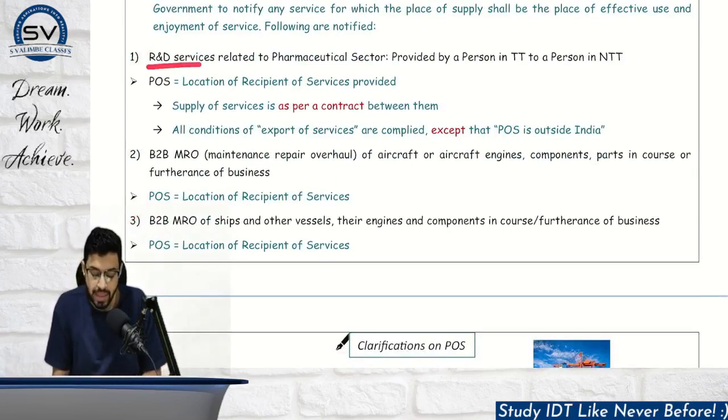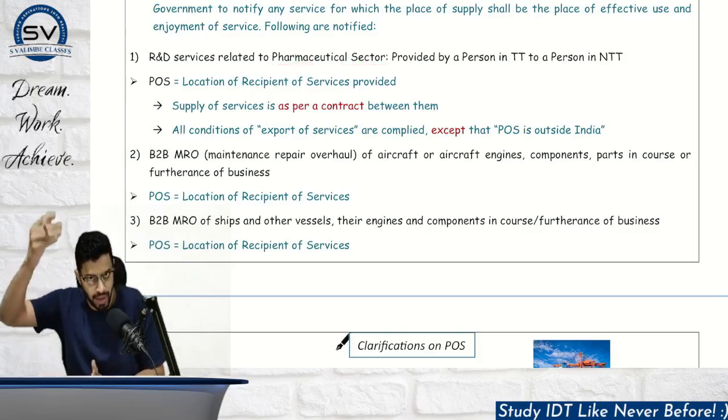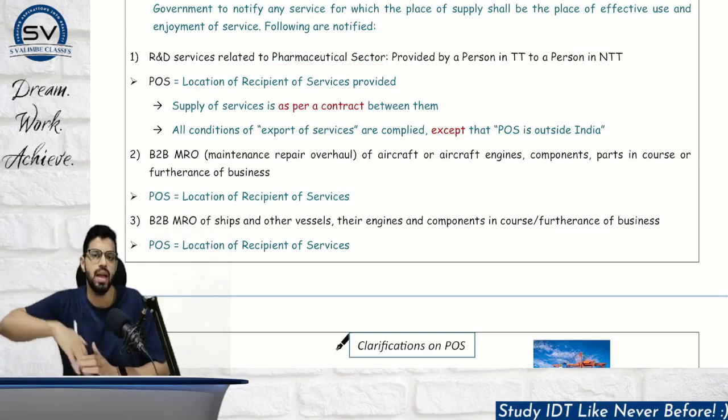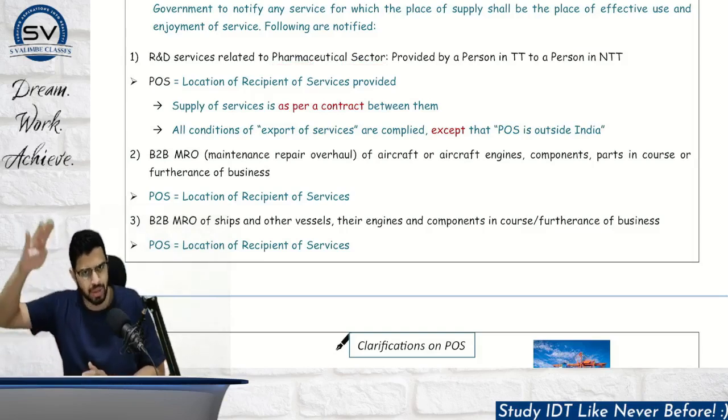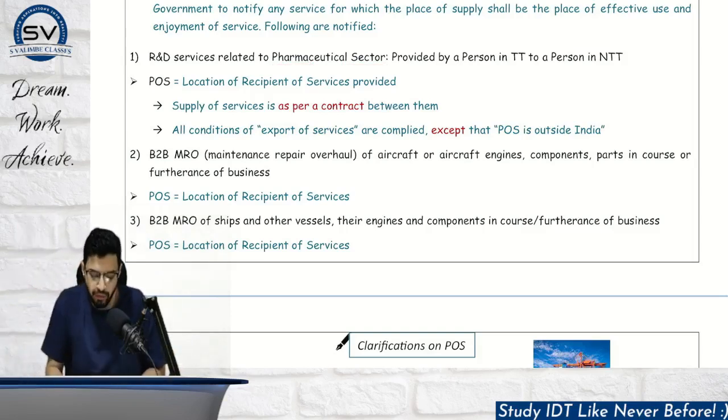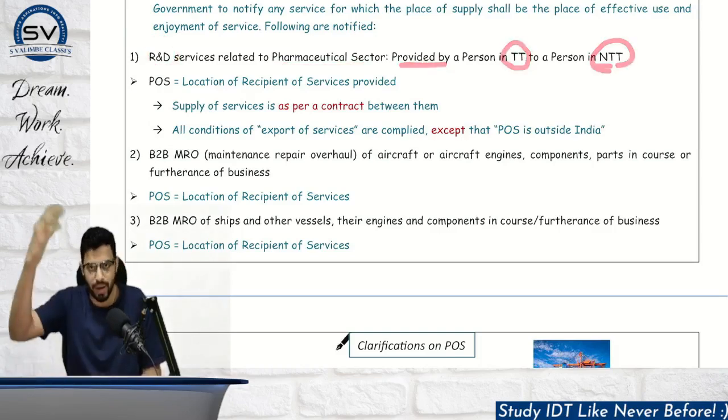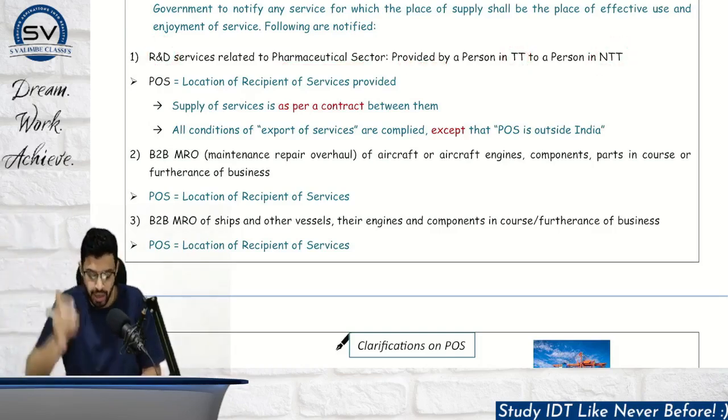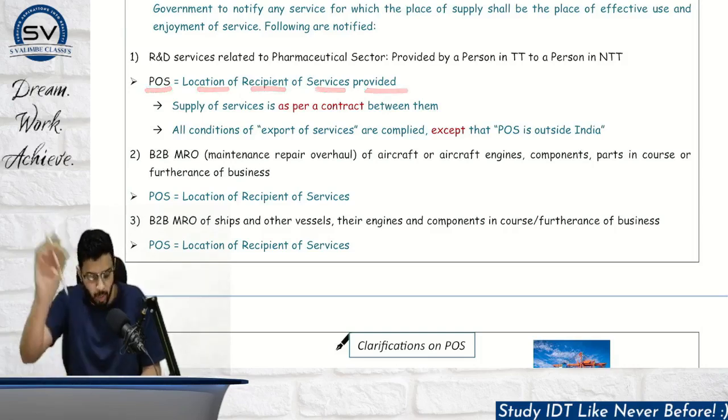Certain R&D services are given with respect to the pharmaceutical sector. Now they have given the entire list of services in your study material. That is not required to be learned because it is a four-page list. The main point with respect to these R&D services, which are different kinds of services provided by a person in the taxable territory to a person in the non-taxable territory, so from India to outside India, is that the place of supply shall be the location of the recipient of services.